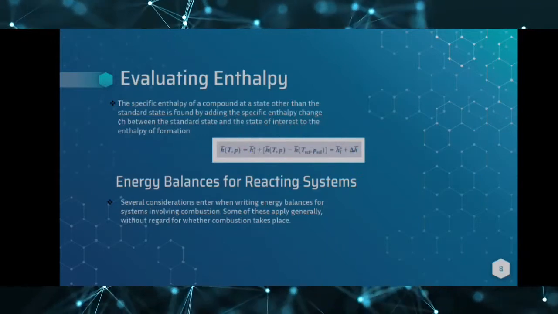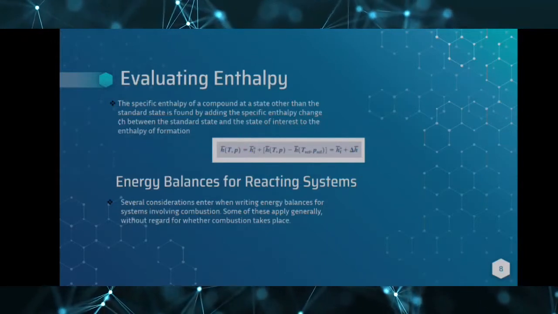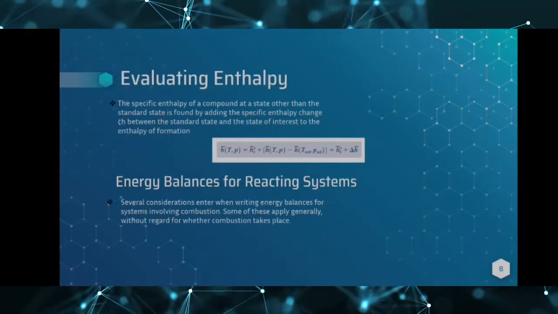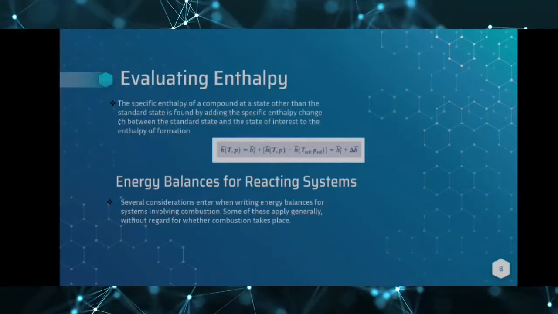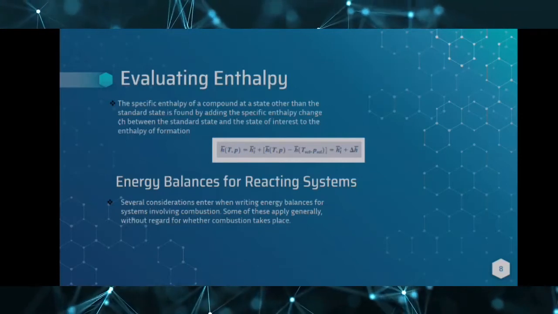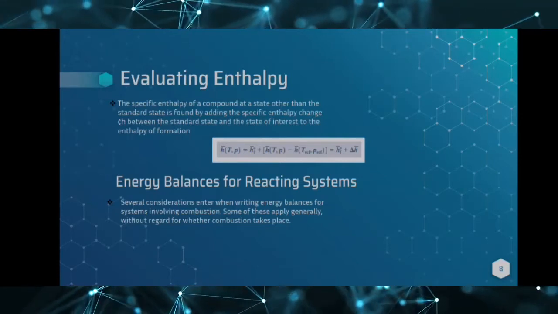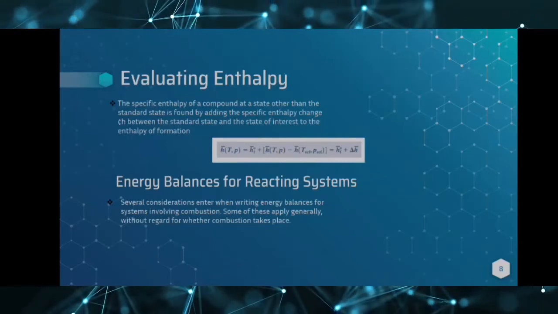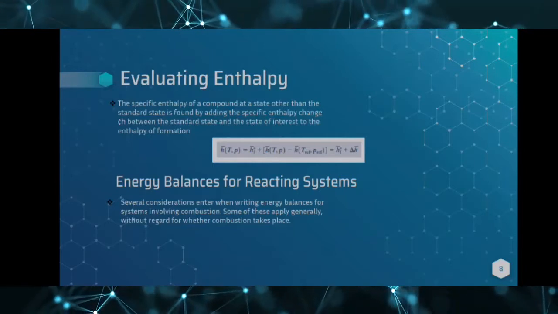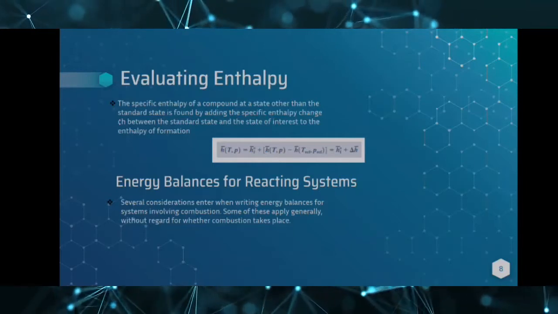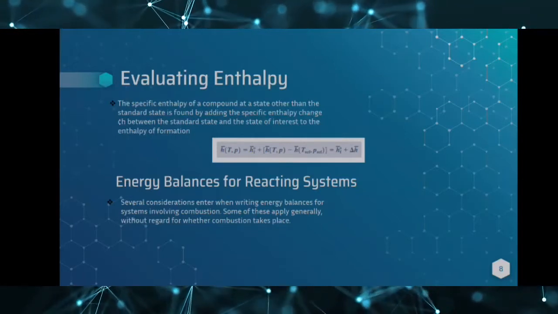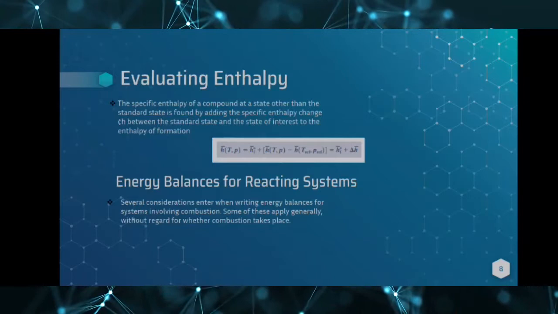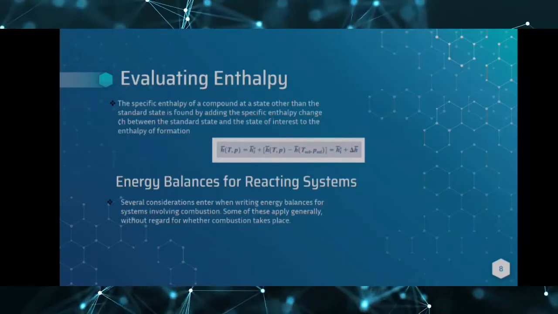Energy balances for reacting systems. Several considerations enter when writing energy balances for systems involving combustion. Some of these apply generally without regard for whether combustion takes place. For example, it is necessary to consider if significant work and heat transfer takes place and if the respective values are known or unknown. Also, the effects of kinetic and potential energy must be assessed.